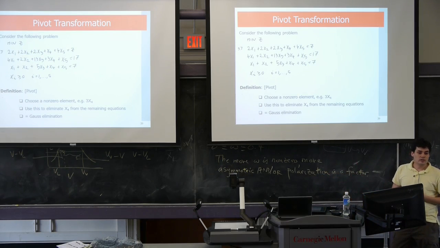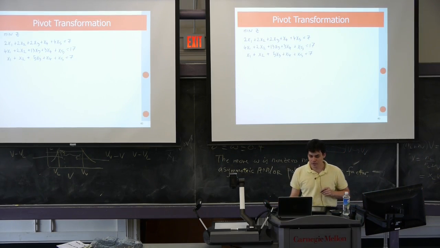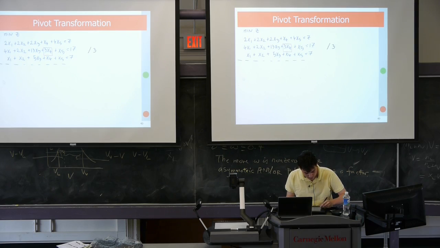And in other name, this is called Gauss elimination. Right? So, for example, if we have this problem, then we choose 3 times x4, and we divide this equation by 3, right? So what would we have then?